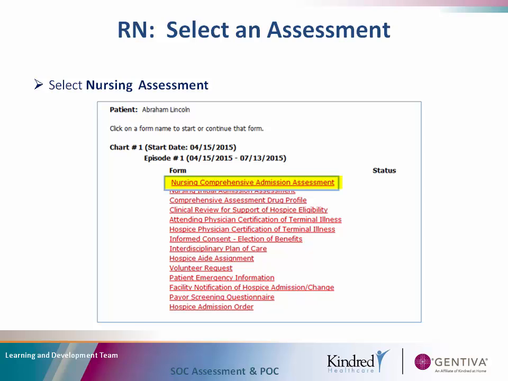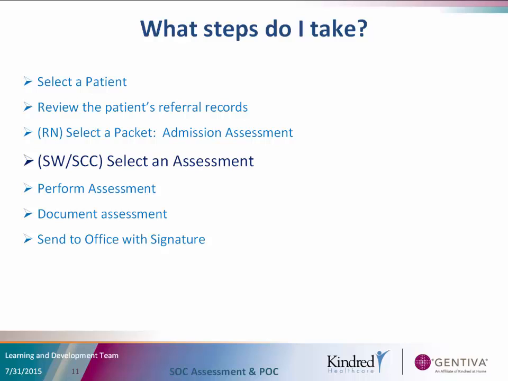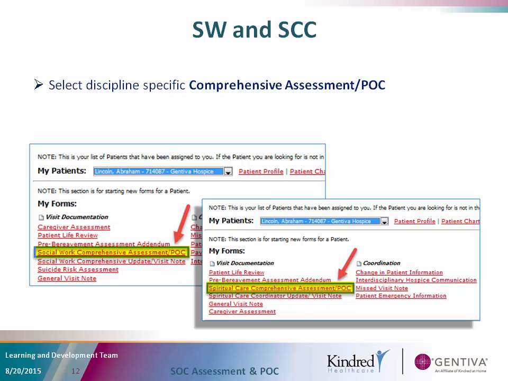If the patient is able to tolerate the full assessment, we will choose the Nursing Comprehensive Admission Assessment and begin our documentation. Remember, selection of the type of first assessment is based on the patient need and not of the clinician. The social worker and spiritual care will select their assessment forms from their respective main menu. Here we see the main menus for the social worker and spiritual care, with both the social work assessment and the spiritual care assessment highlighted.